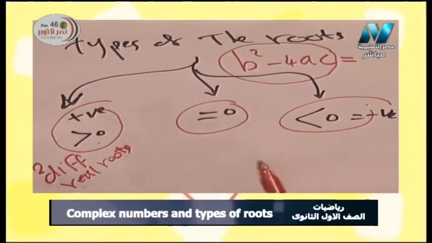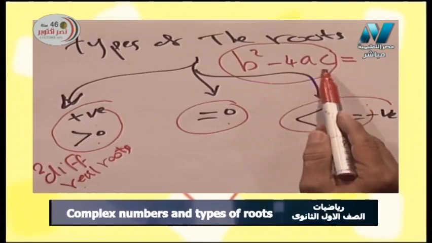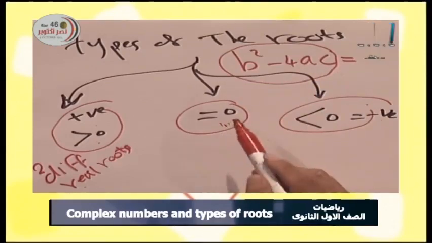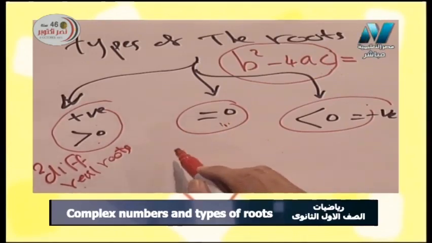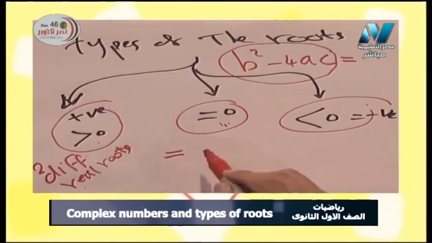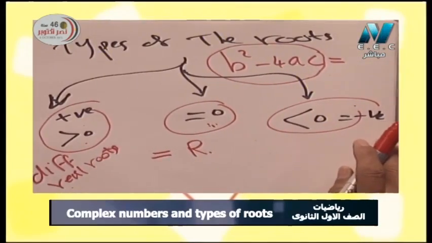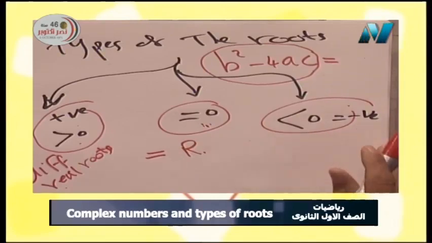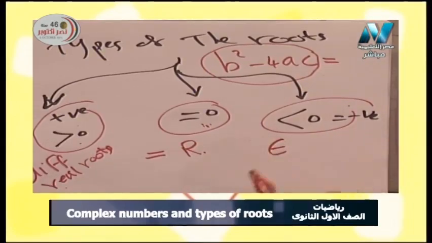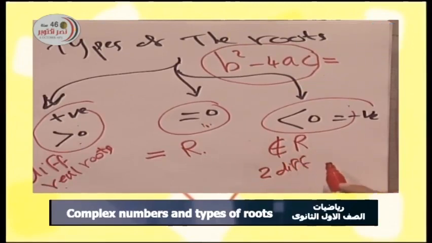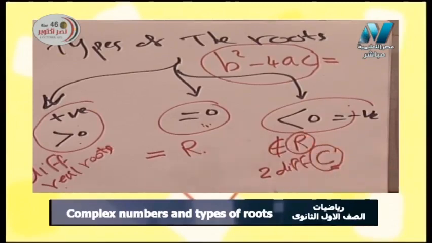And if the answer of b power 2 minus 4ac equals 0, then we will know that the 2 roots are equal real roots. And if the answer is less than 0, or negative, then the 2 roots don't belong to R, but we have 2 different complex roots. C means complex and R means real.